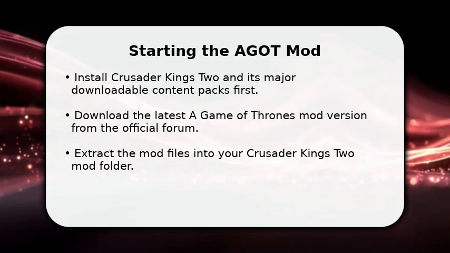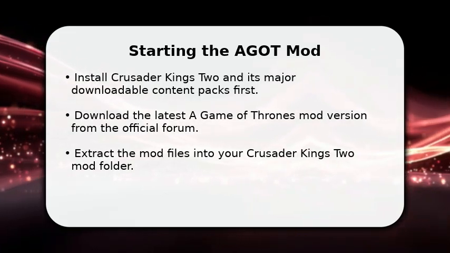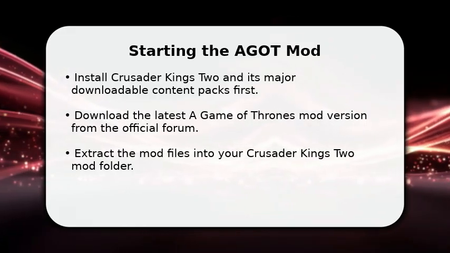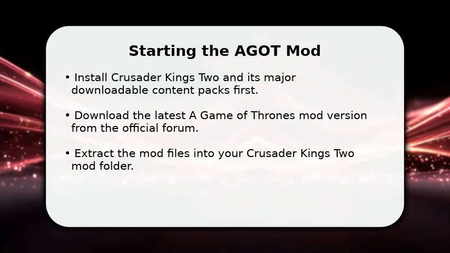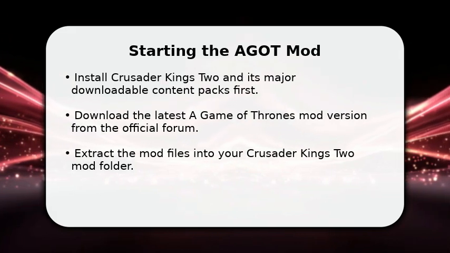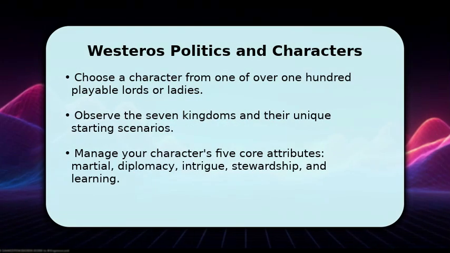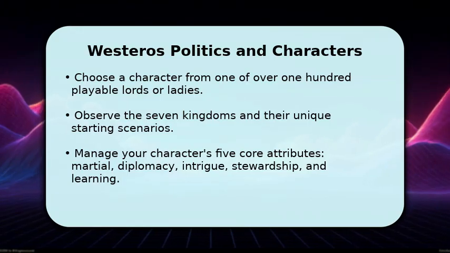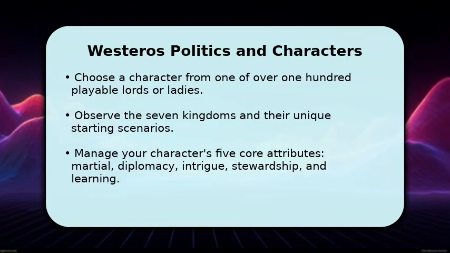Extract these files into your Crusader Kings 2 mod folder, usually found in your documents. Finally, open the game launcher and select the Game of Thrones mod from the list before starting your new campaign. Once in-game, you'll choose from hundreds of characters across the 7 kingdoms, each with distinct starting positions and challenges.